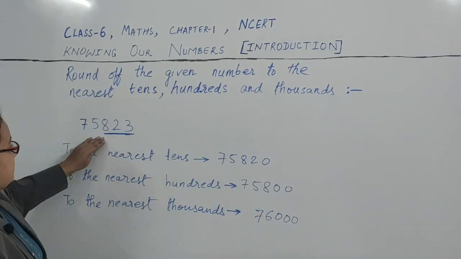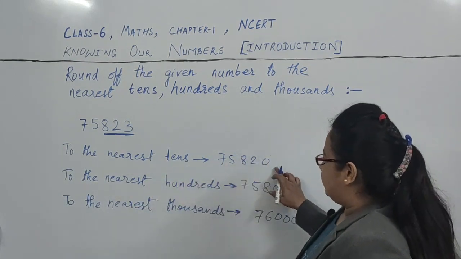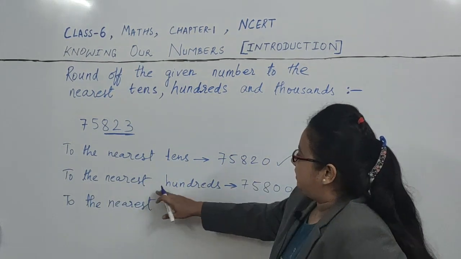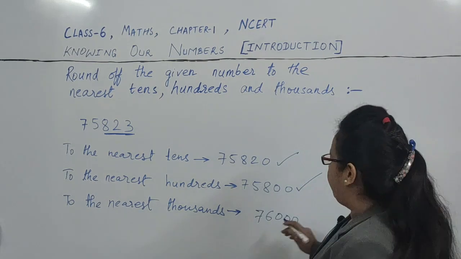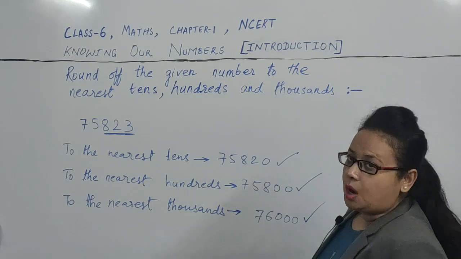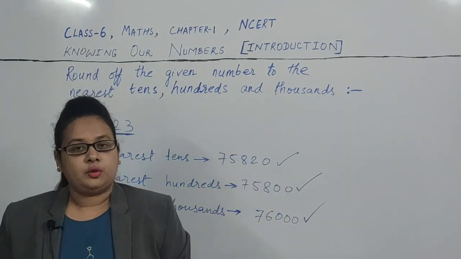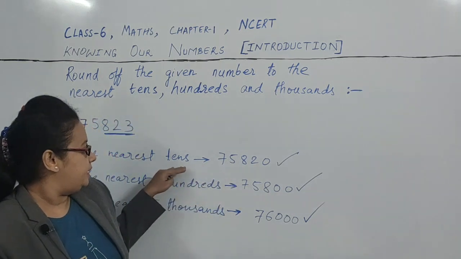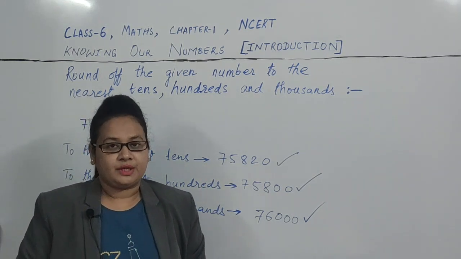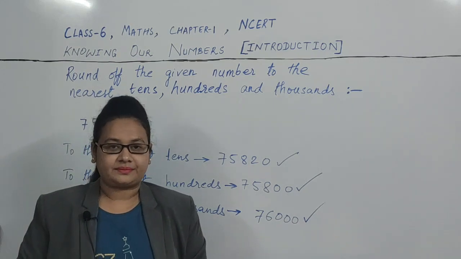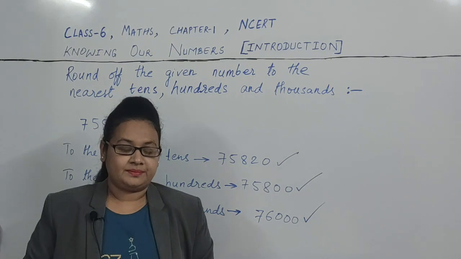So this same number is rounded off to the nearest tens. The same number is rounded off to the nearest hundreds. And the same number is rounded off to the nearest thousands. So the same number we can round off to any place. Here it is rounded off to tens, hundreds and thousands. So understood? The same number can be rounded off to any place.